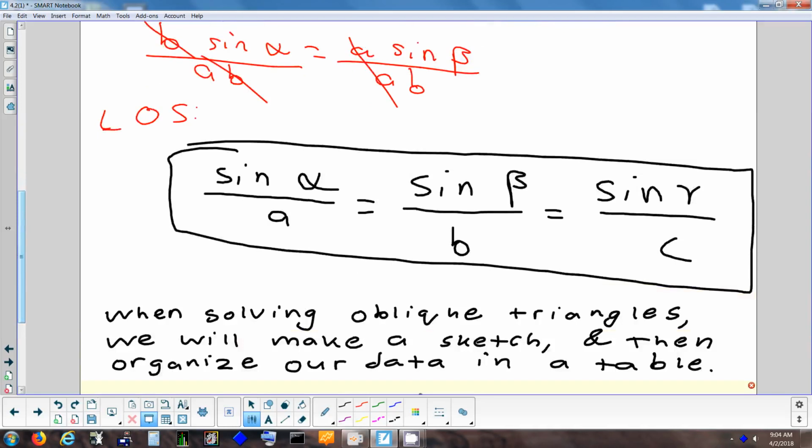Kind of like we did last week. When we're solving a problem, we'll make a table. We'll put the 3 sides in one column, 3 angles in the other. And that's just to kind of organize our information.